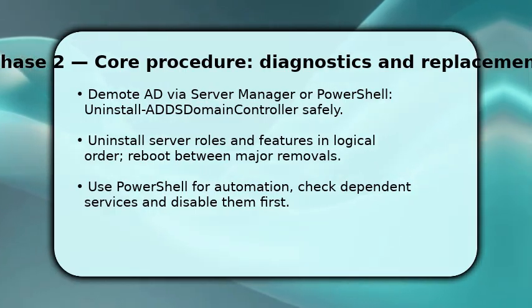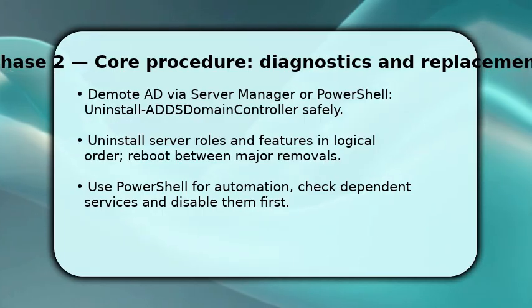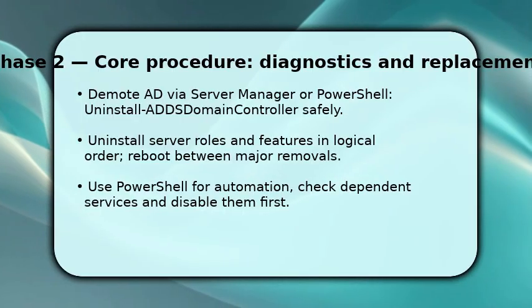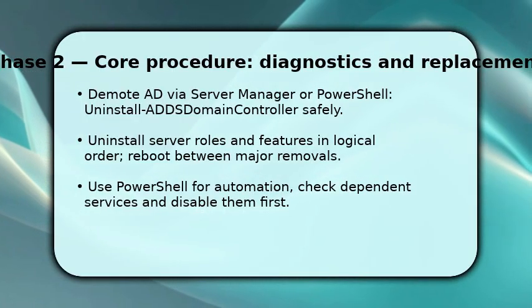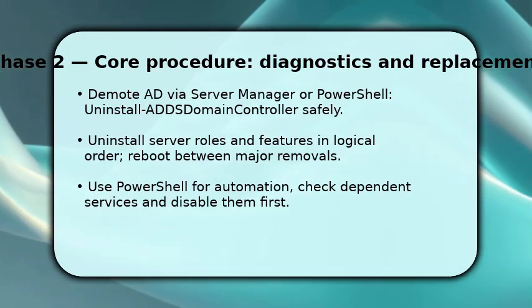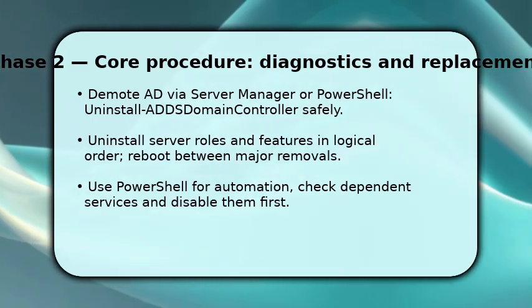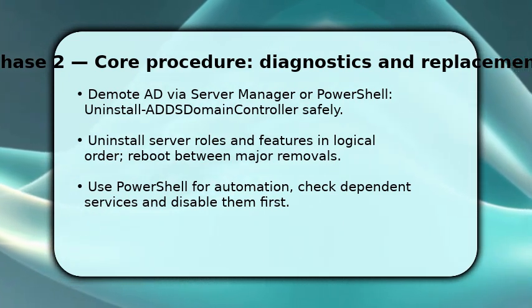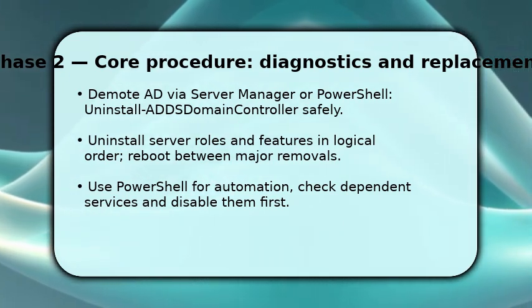network. After demotion, sequentially uninstall roles and features in logical order, rebooting between major removals to clear locks and services. Use PowerShell scripts to automate repetitive tasks, and always check for dependent services so you can stop or disable them before removal. Once removed, validate network functionality and DNS.